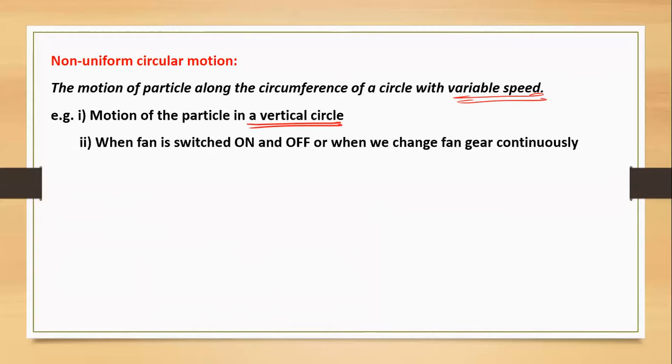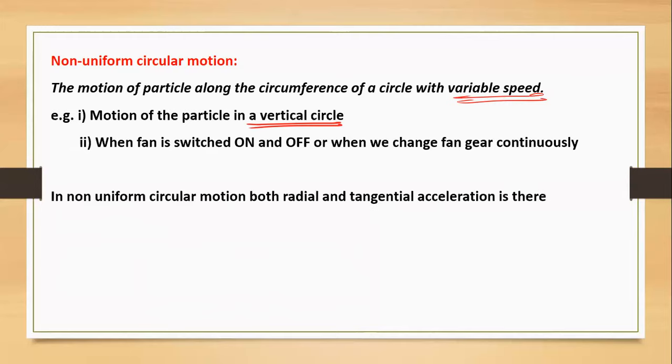The next example is when a fan is switched on and off. When we are continuously changing the gear of the fan, the speed changes, and it is a non-uniform circular motion. You remember one thing here, just as I told you: in non-uniform circular motion, both radial and tangential acceleration are there. Both the accelerations are there.